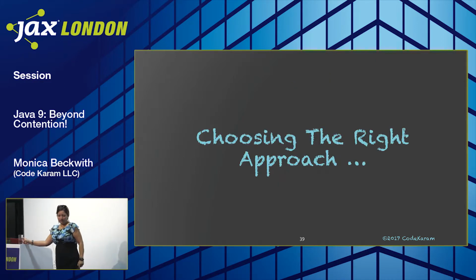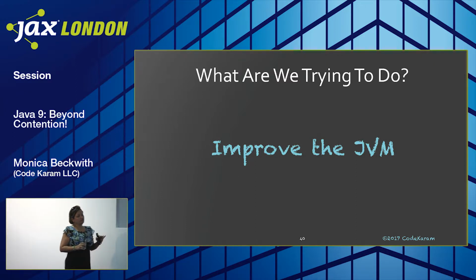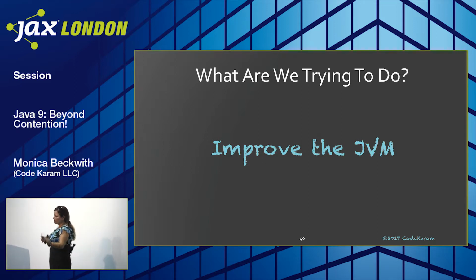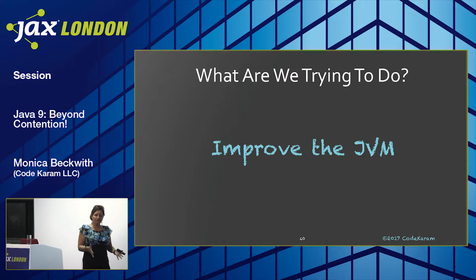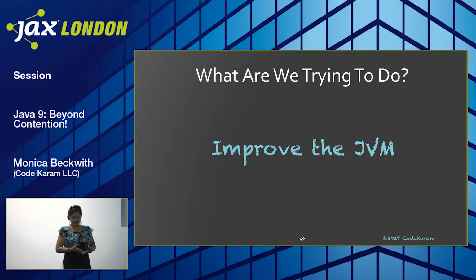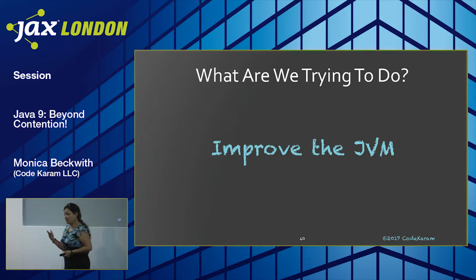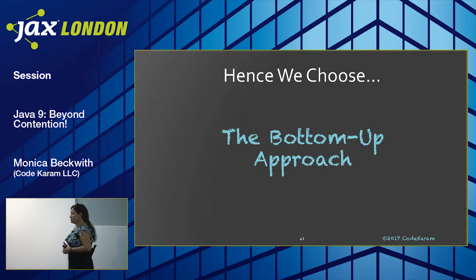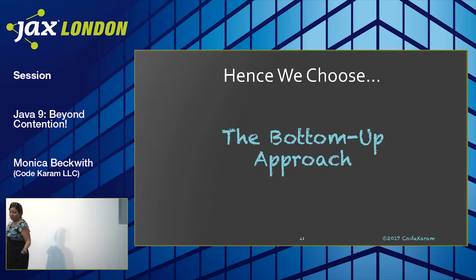So, choosing the right approach. What are we trying to do? If we're trying to improve the JVM, right? So going back to contended locking, what is the contended locking improvement? It's in the JVM. It's a JVM lock, right? Contended locking in the JVM. We're trying to improve it. So the improvement is in the JVM, which becomes the platform. Since we're improving the platform, we choose the bottom-up approach, okay? And my example will build on that.